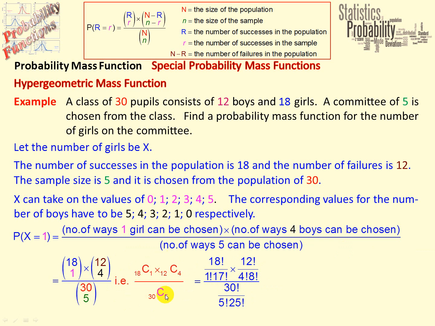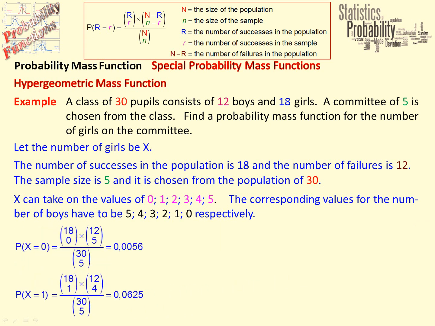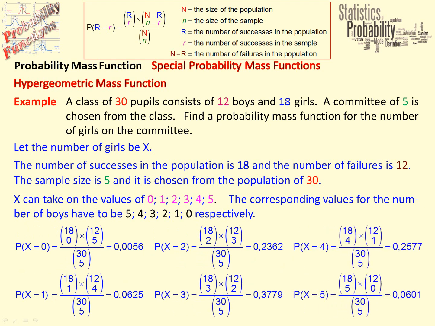In fact, we can enter it onto the calculator. We don't need to show that. And we get 0.0625, the probability of there being one girl. Now, we're not going to go through that for all of them because that'll just make this video too long. So there are all the different probabilities calculated in the same way, showing their calculation formula.